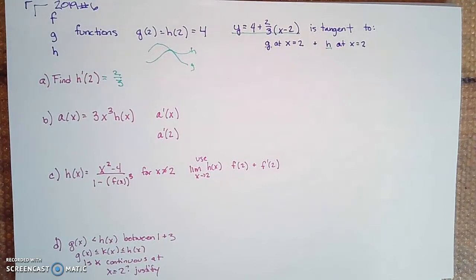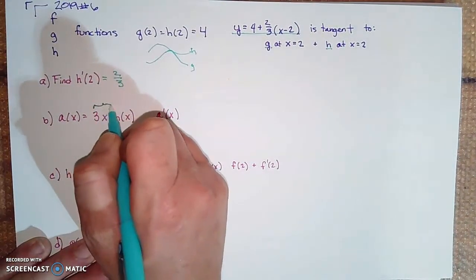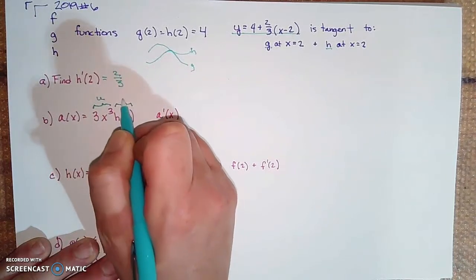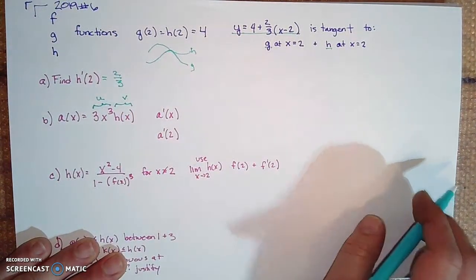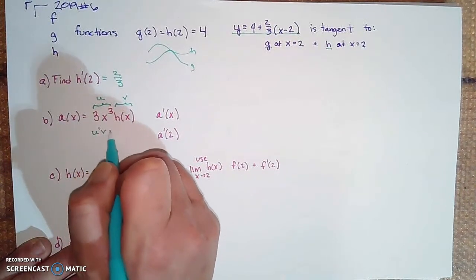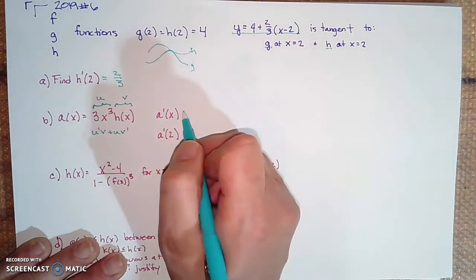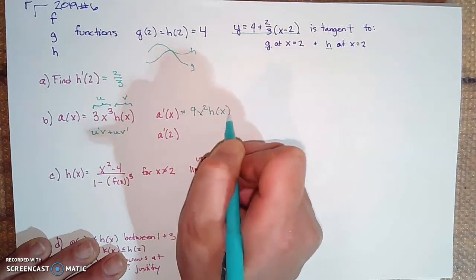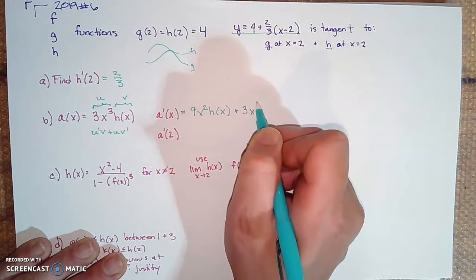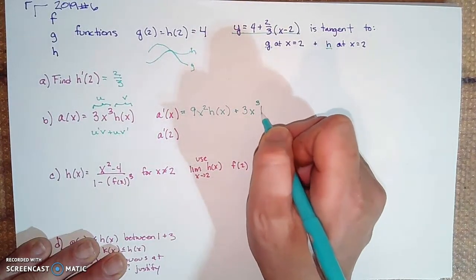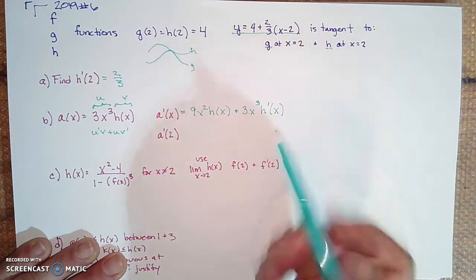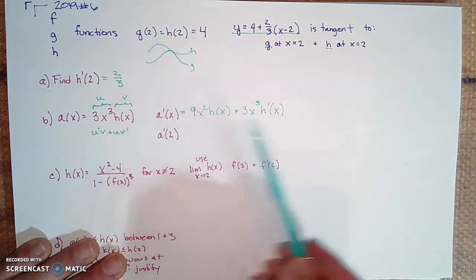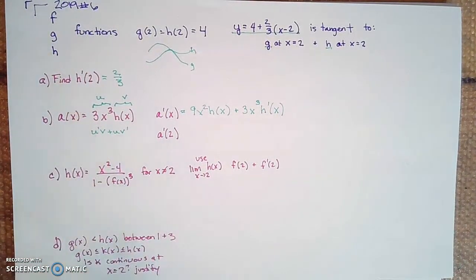Okay, so the second part asks me to find the derivative. They give me a whole different function. They're asking me to find the derivative of a of x. So they've written down a thing that's in two parts. It's this piece here, which is u, and this piece here, which is v. So because it is a product, we have the product rule, u prime v plus uv prime. So a prime of x is going to be 9x squared times h of x plus 3x cubed times h prime of x, because this is where they're going to do a lot of, I think. They're going to give you a function, but what's its derivative? Just whatever the derivative of it actually is.